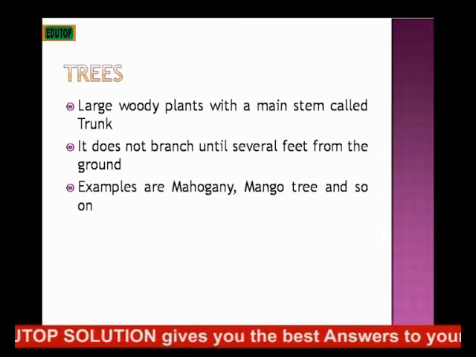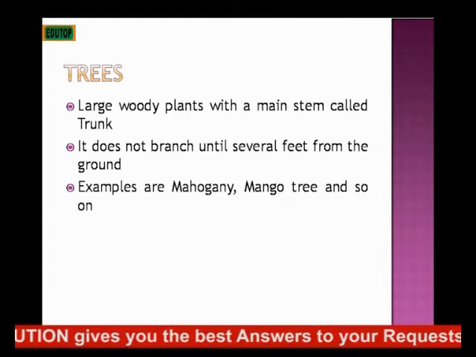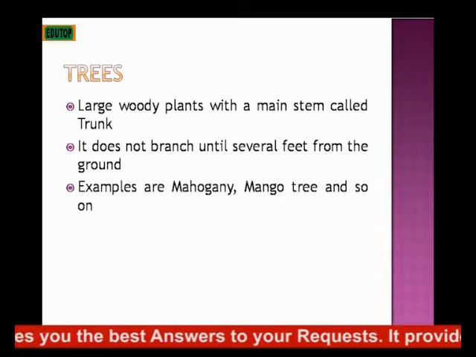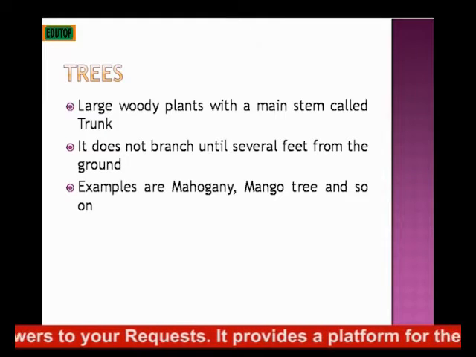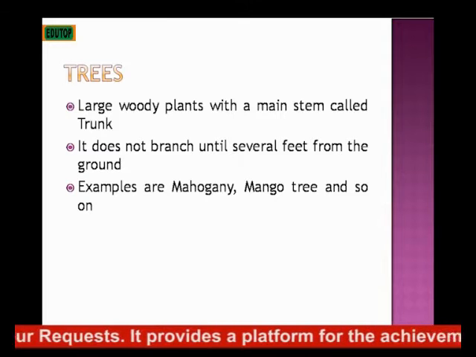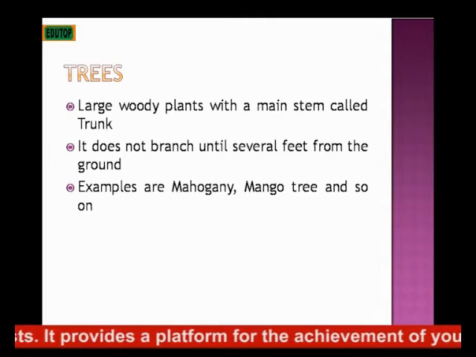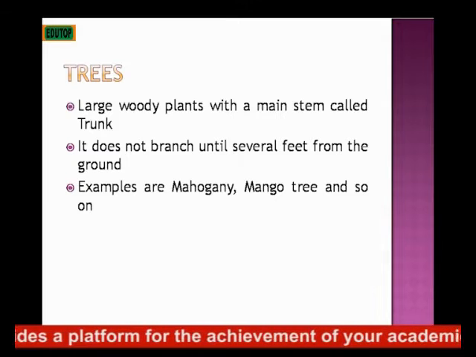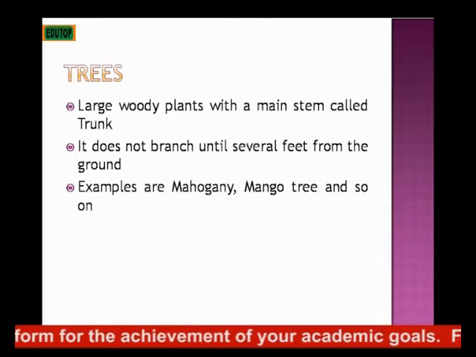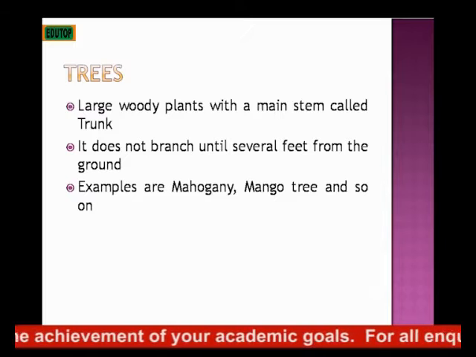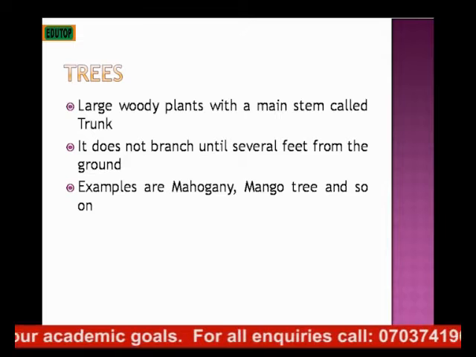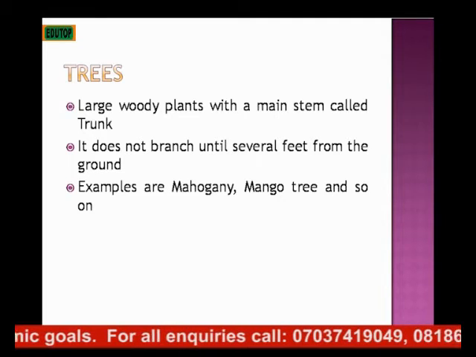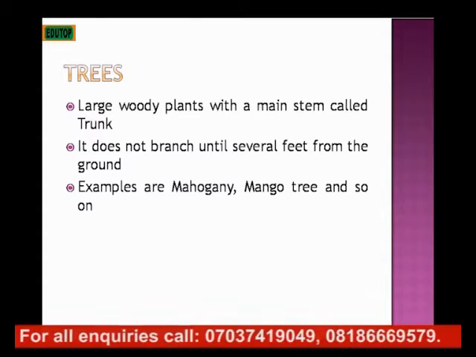Then we move on to shrubs. Shrubs are small woody plants with no distinct trunk. That is, they are of short height. Another thing about them is that you don't find a main stem in them. They have several stems from the root of the plant. You can't distinguish that, okay, this is the main stem from which all other stems are coming out from. That's the trunk that I'm talking about.